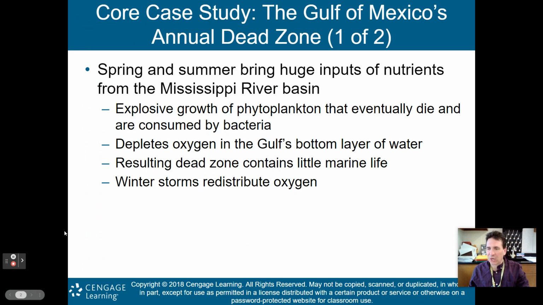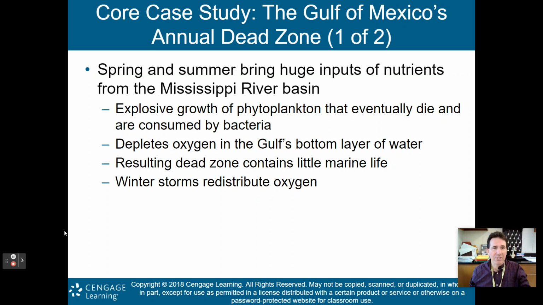So as always, we look at a core case study talking about the Gulf of Mexico's annual dead zone. So spring and summer bring huge inputs of nutrients from the Mississippi River Basin. We did talk about this previously a couple of chapters ago, talking about eutrophication and things like that. That's what we're going to talk about a little bit in this core case study.